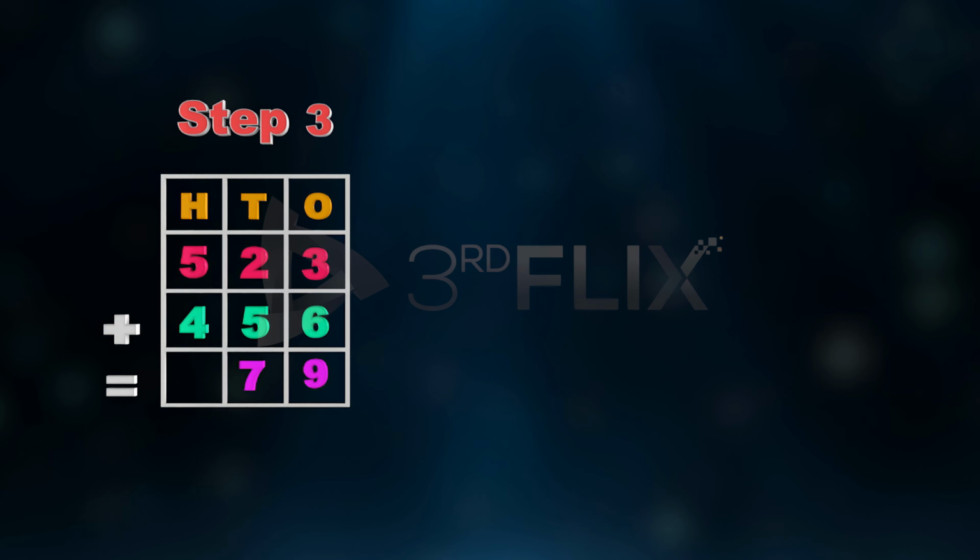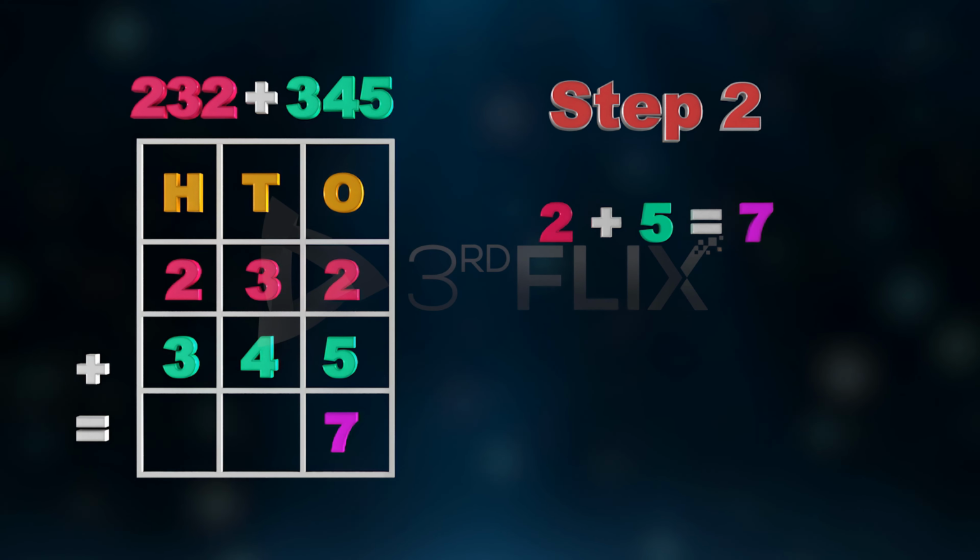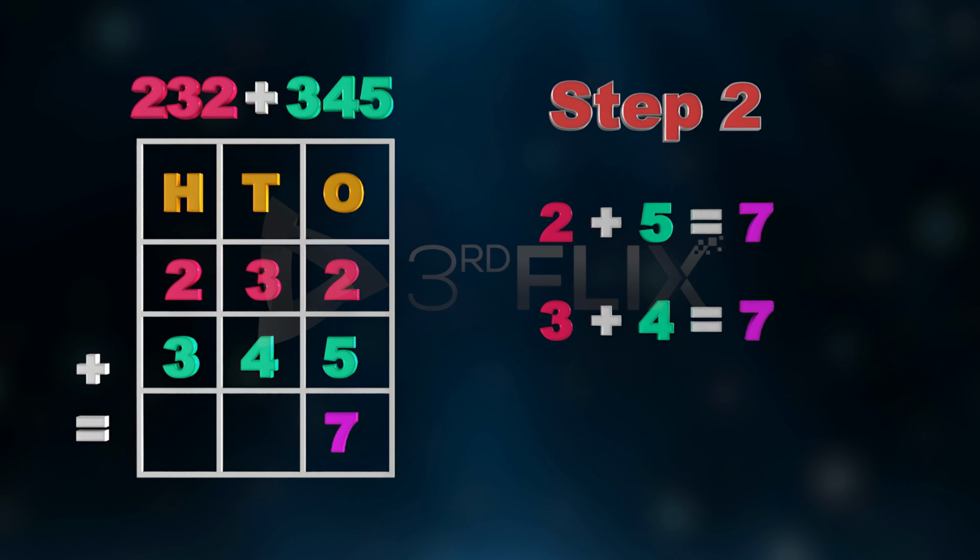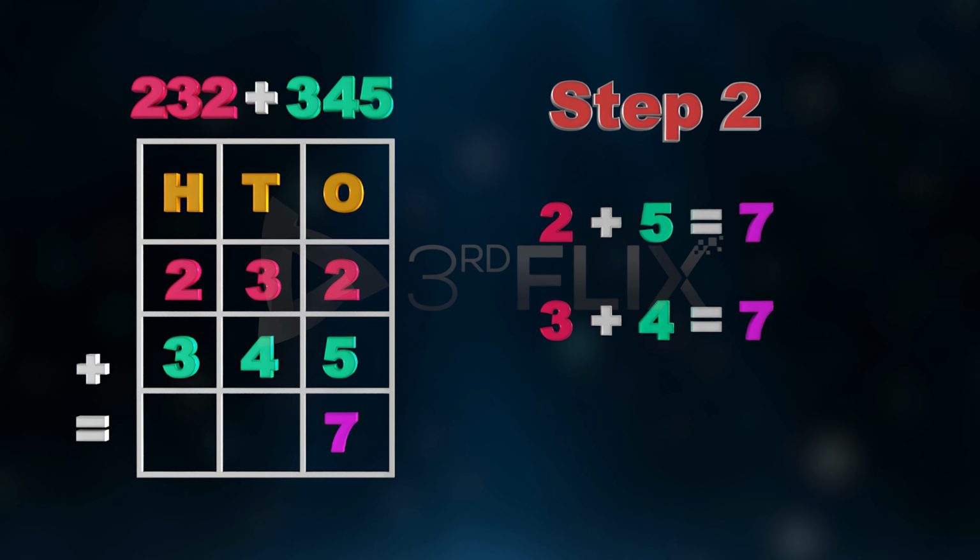Let us see another example. 232 plus 345. Step 1. Add the ones. 2 plus 5 is equal to 7. Step 2. Add the tens. 3 plus 4 is equal to 7. Step 3. Add the hundreds. 2 plus 3 is equal to 5.